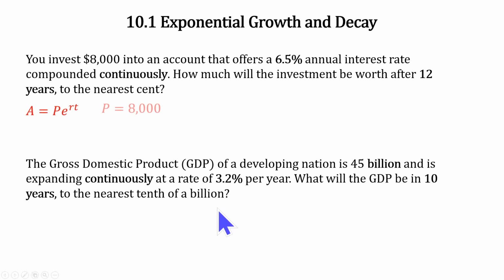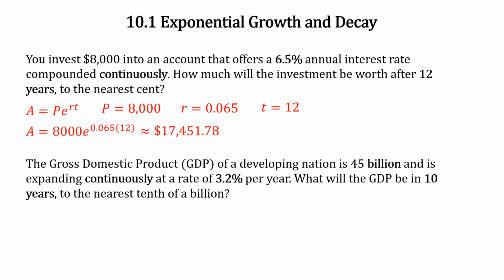Okay, so 8,000, 0.065 and 12, and we get $17,451.78. So pretty good. You doubled your money in 12 years. Hopefully you're putting more money into that account as you go, and it'll even help there.